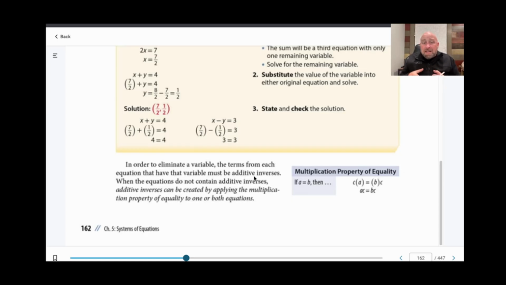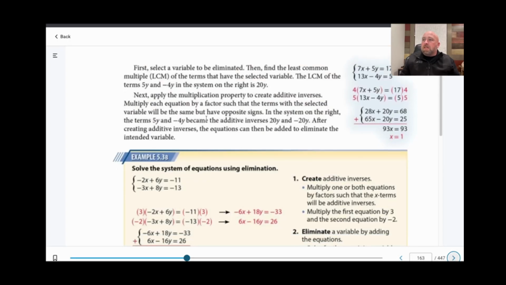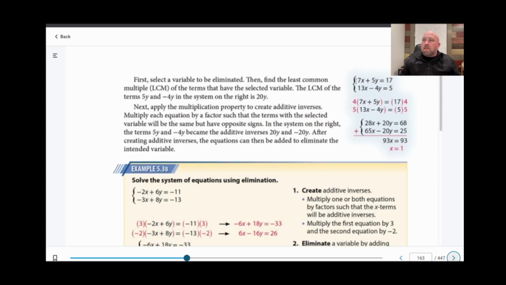We have to get x to cancel, or we have to get y to cancel. We're wasting our time trying to do this if we don't get one of them to cancel. So sometimes we can have a problem, right? So let's look at this next page and let's look at what I mean by that. Look at this right here. 7x and a 13x, neither one of those cancel. 5y and a negative 4y, neither one of those cancel.